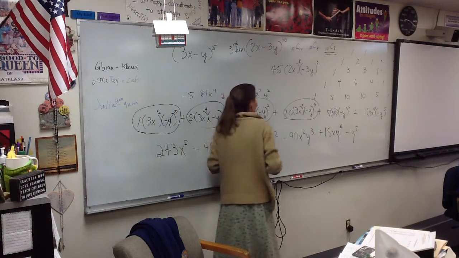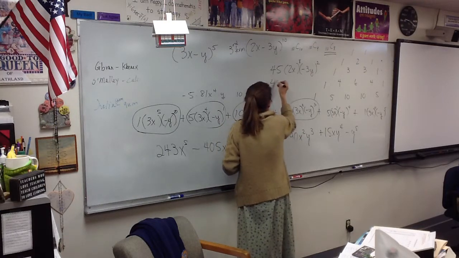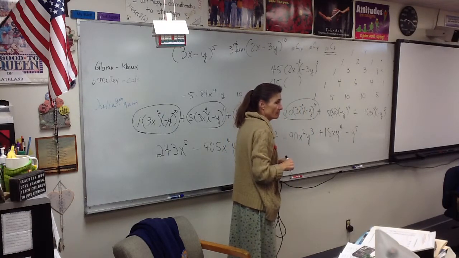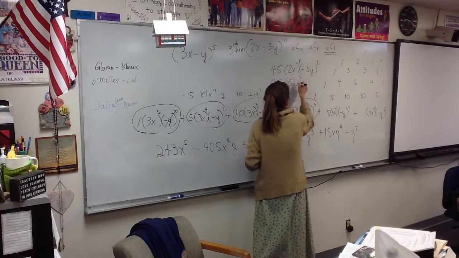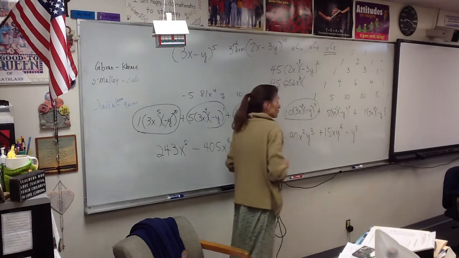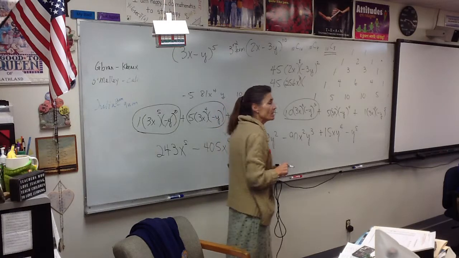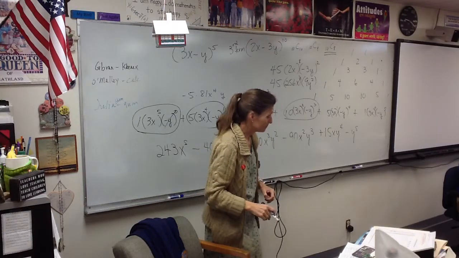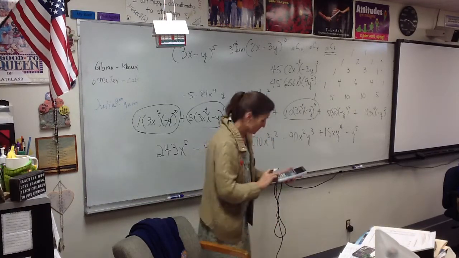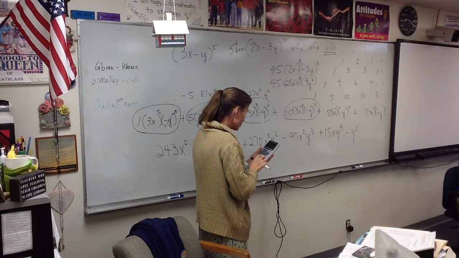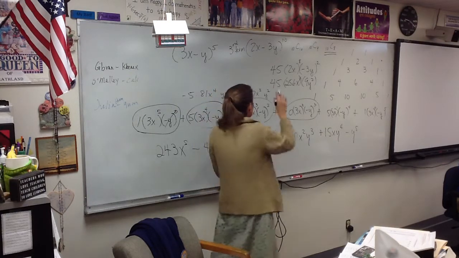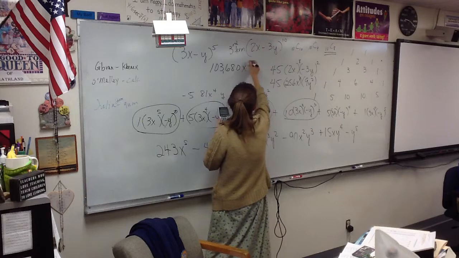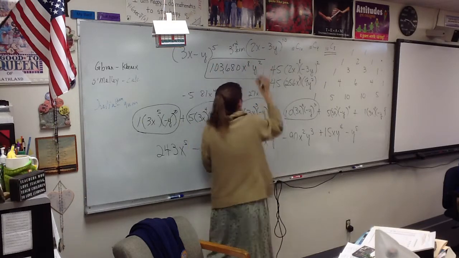Now, let's simplify. I've got 45. Okay, now wait a minute. What's 2 to the 8th? 256. 256 x to the 8th. What is negative 3y squared? 9y squared, positive. So I have 45 times 256 times 9. The answer to the problem is 103,680 x to the 8th y squared.